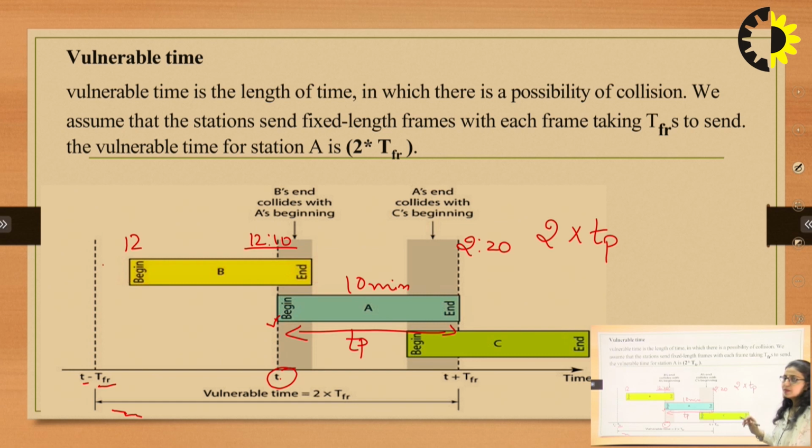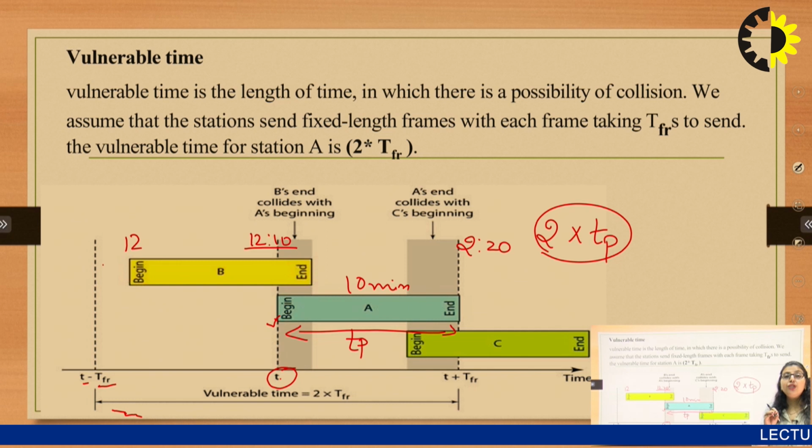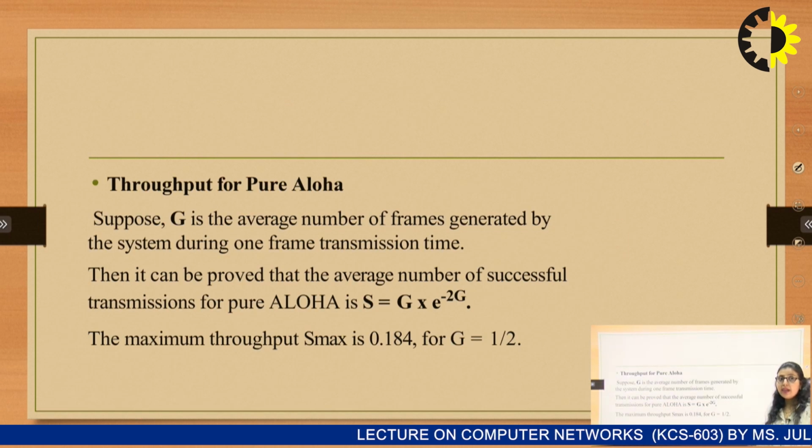I hope this is clear to you. So, this is the vulnerable time, in which the possibility of collision is minimum or almost null. If you are sending the data by using the vulnerable time, then there will definitely be no collision during the transmission, right?